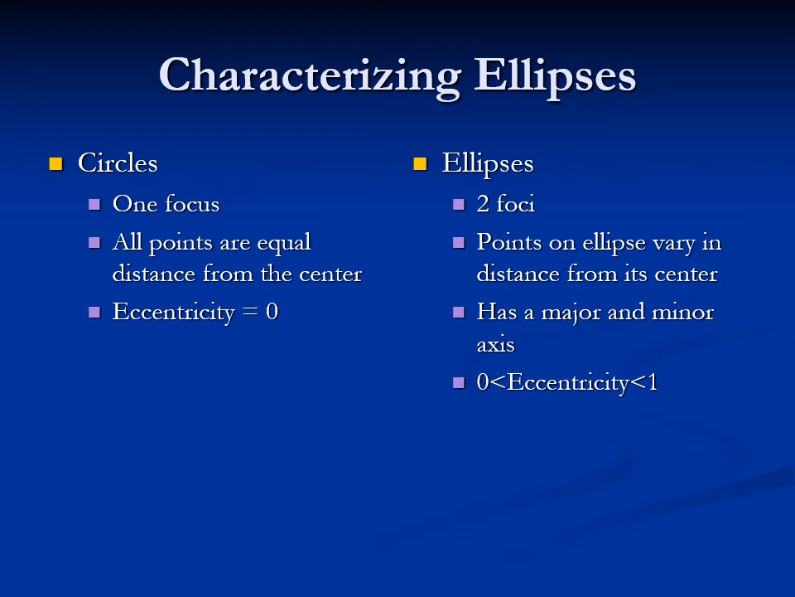But now we have 2 foci. We have 2 different points that are pulling at our pencil. So you have one major axis and one minor axis. So you have an eccentricity that is now greater than 0, but less than 1. And guess what? If an ellipse has an eccentricity of 1, guess what shape it is? A straight line.